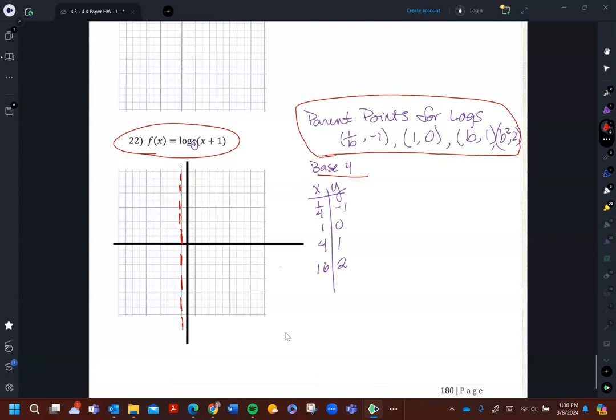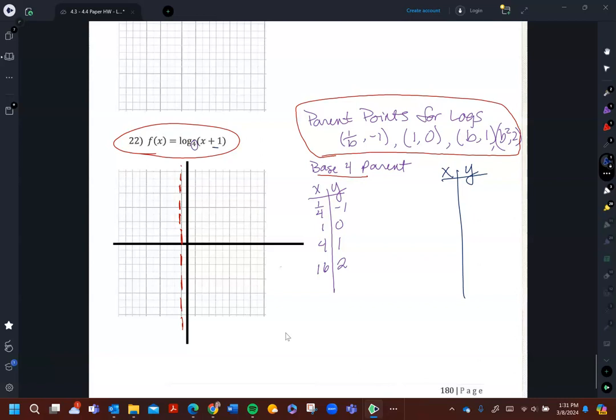So I have the parent function here for base 4. And then I'll do it in blue, the graph that we're looking at here, x, y. We want to shift left because remember it's always the opposite of what we have in there. So if it's x plus 1, we're actually going to have to subtract 1 from all the x's.